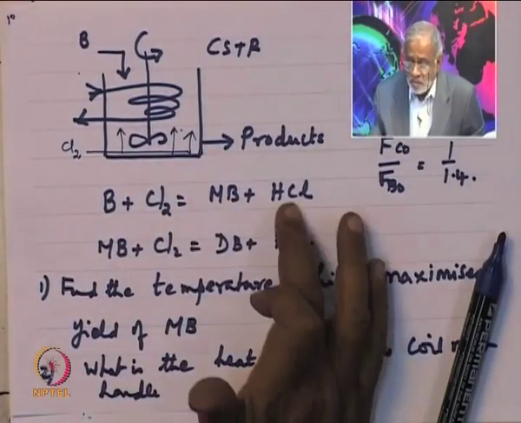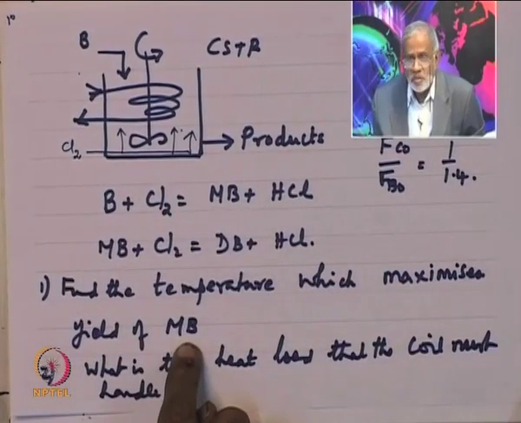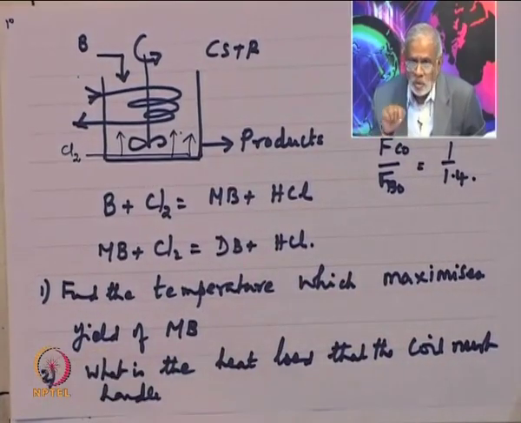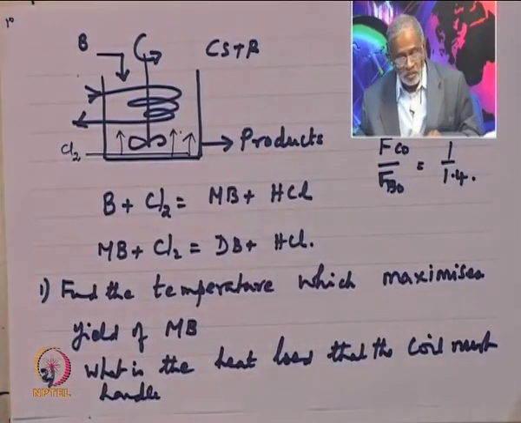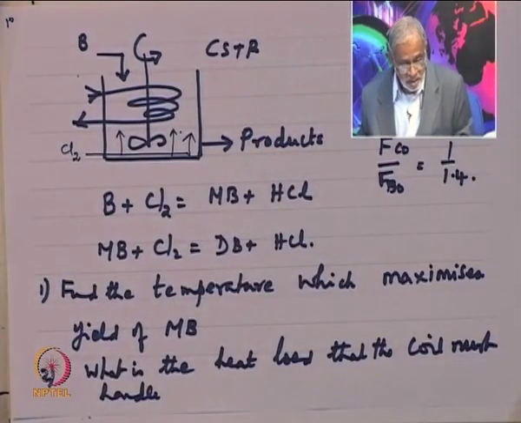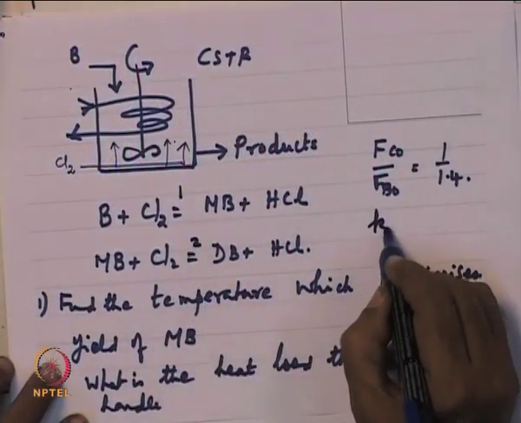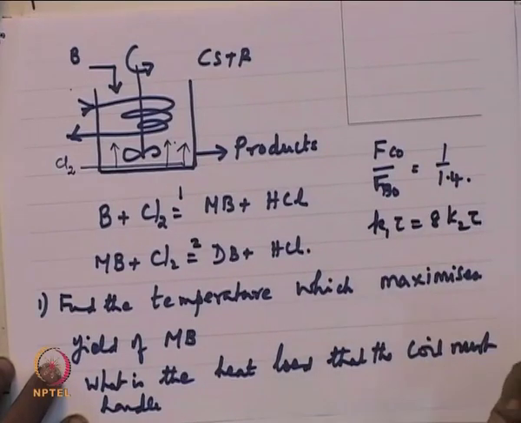The compound gets chlorinated, a lot of heat is released, and we ask what temperature will maximize the yield. After all, in many cases you are interested in the intermediate, so you want to maximize the yield of monochlorobenzene. Having done that, what is the amount of heat that this coil must handle? These are the two questions that we must address. Some more data is given: this is reaction 1, this is reaction 2, and K1 by K2 is 8.